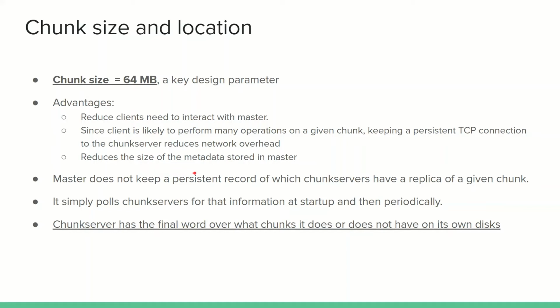Also, it reduces the size of the metadata stored in the master. As the size of the chunk increases, the number of chunks will decrease, and the data that the master has to store will also decrease. Master does not keep a persistent record of which chunk servers have a replica of a given chunk. Instead, it simply polls chunk servers for that information at startup, and then periodically keeps updating this information. This implies that the chunk server has the final word over what chunks it does or does not have on its own disks, and not the master.